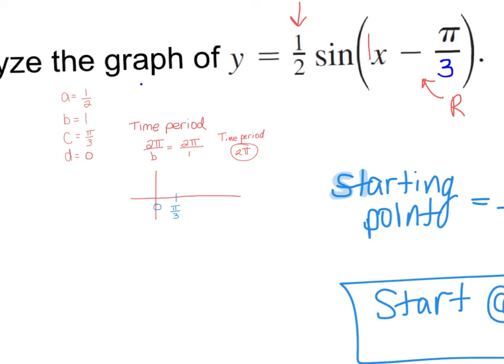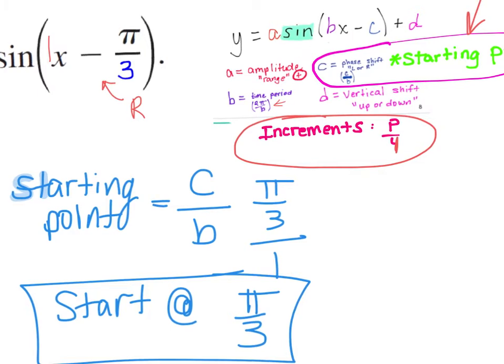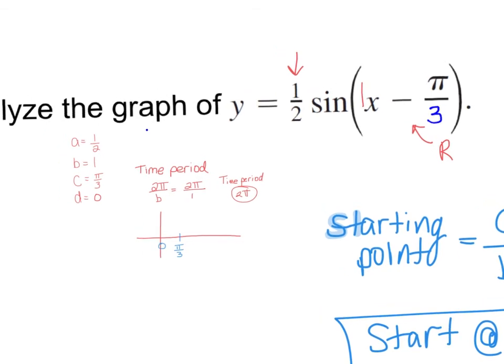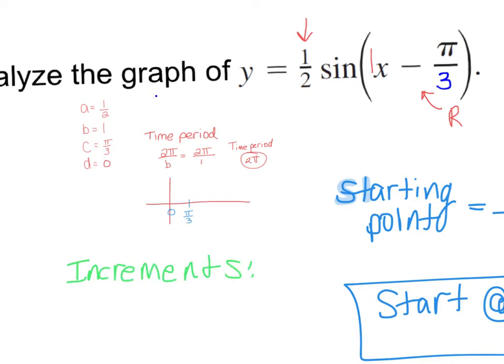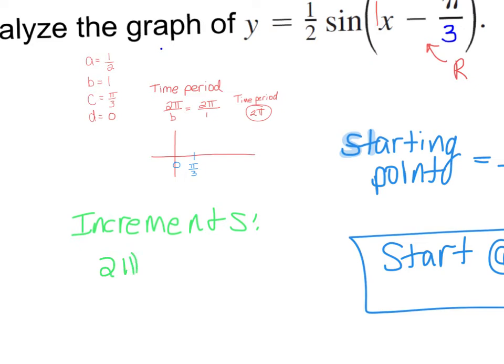All right, now I have to figure out how far apart each of my tick marks is. The way that we do that is we use our increments. I know that I have to cut it into 4 pieces. So what is my time period? What's the time period? Okay. So this is how I'm figuring out how far apart each tick mark is. 2 pi, and I'm going to divide that by 4. When I do, how far apart is each increment? Pi over 2.